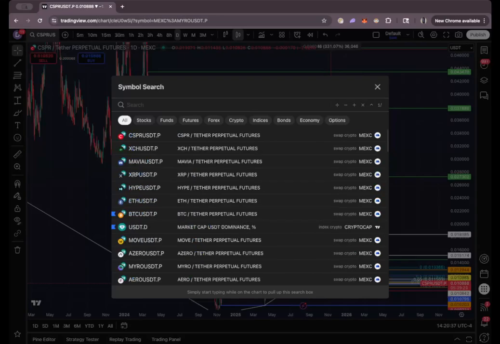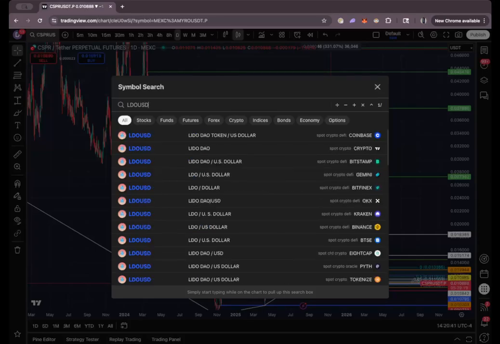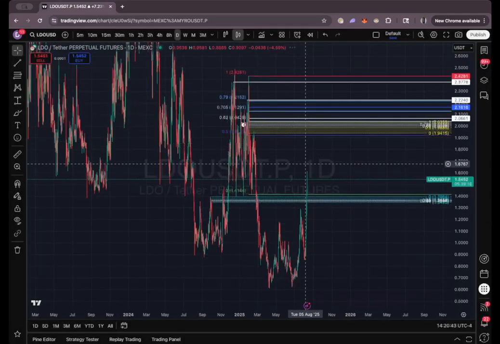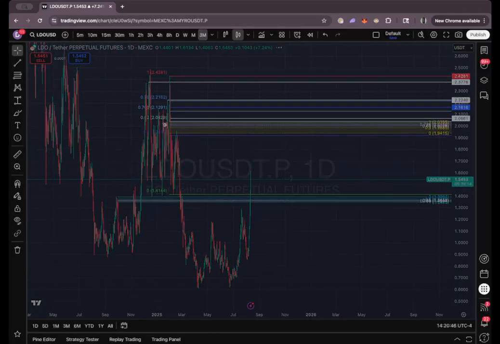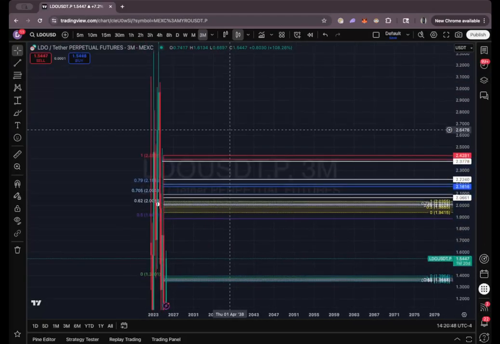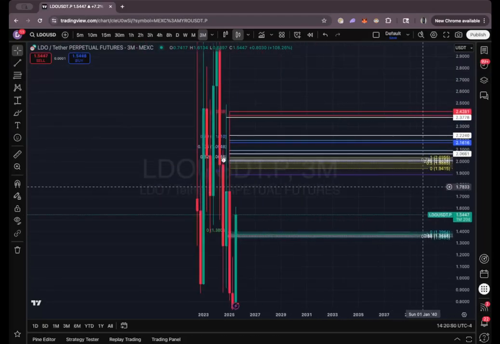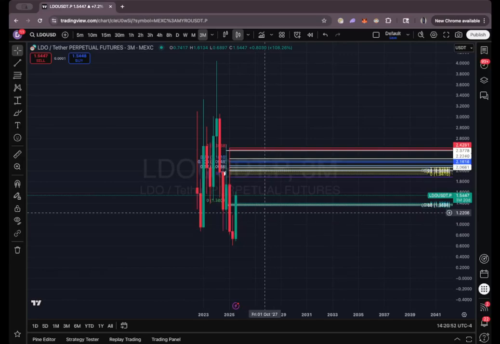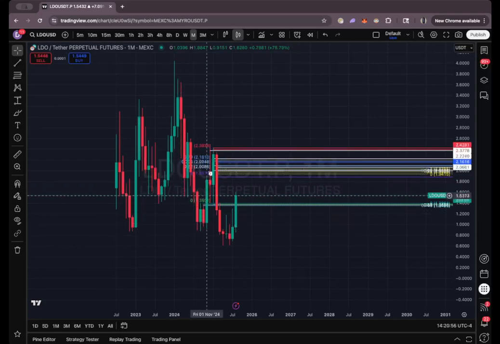So cool. I'll go through some of the requests you guys have. Let's do LDO. LDO looks pretty good. I think last I checked, we did break into range here. Let's check the quarterly real quick. Top down. Right here. Yes. Okay, cool. We flipped that quarterly.